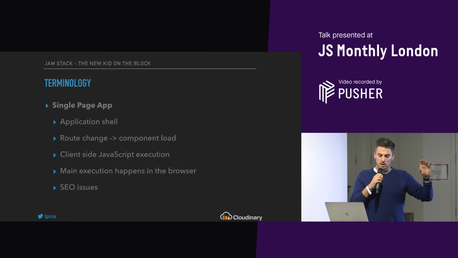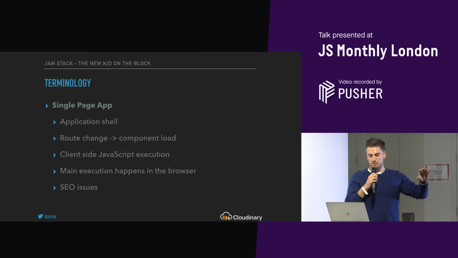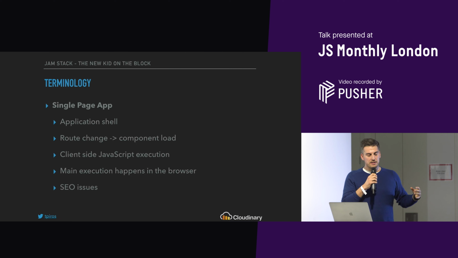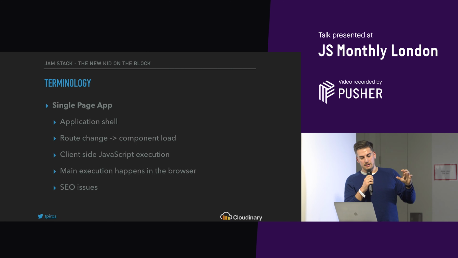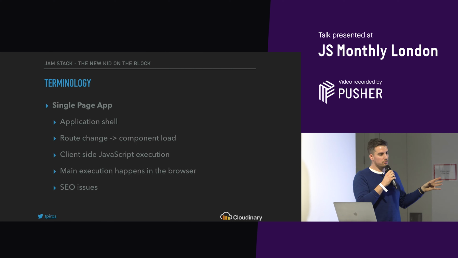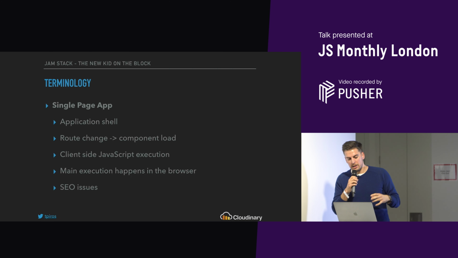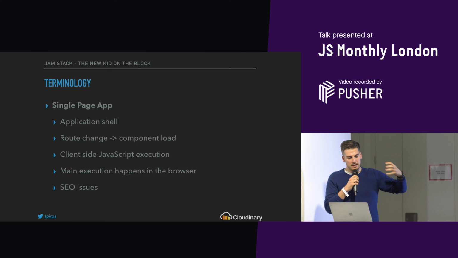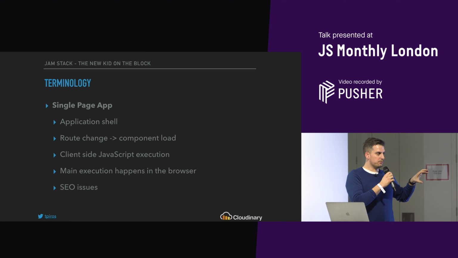So single page apps, right? Probably everyone has heard about that. The basic premise of the single page app is that it loads an application shell, and then on a route change in your application, you just re-render or load another component. But the application shell itself is never going to change, right? So that's how a single page application works. Now, with these application types, the main execution of your application happens inside the browser, right? So that's the key thing that I want you to remember: for single page apps, the rendering and everything else, the execution, is done in the browser, okay?